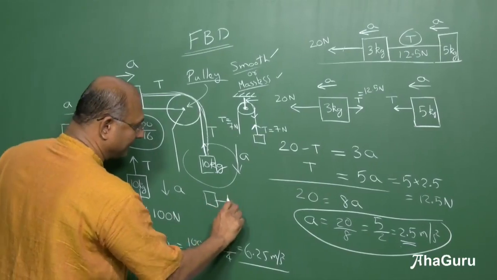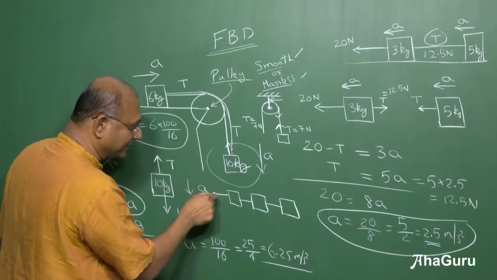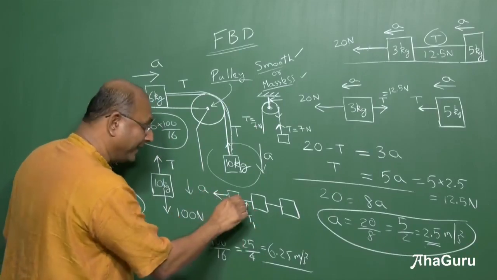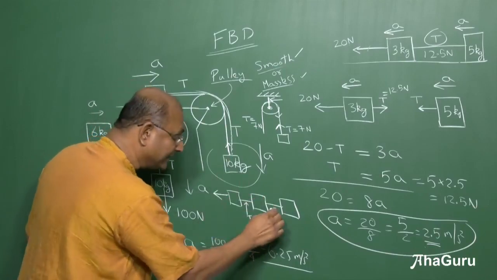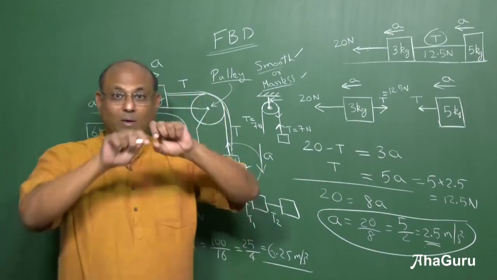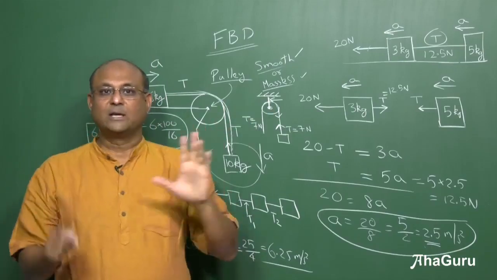So if I had, for example, 3 blocks and I'm pulling this fellow, this will have a tension T1, T1, T1, T1. But that's also T1? No, that is T2. T2, T2, T2, T2. I hope that is clear. One rope, one tension for massless ropes and for smooth pulleys. So please keep that in mind.